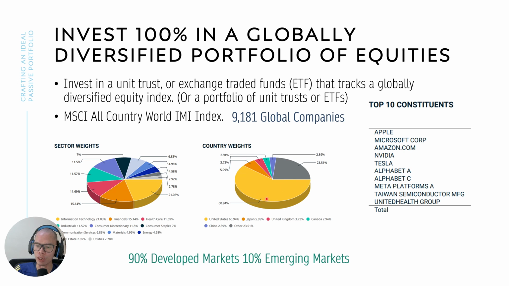You can see it's very heavy in the United States. What's unique about this index is that it's 90% developed markets and 10% emerging markets. These emerging markets are countries that have not stabilized yet, but are growing into it. They are the next potential ones that, if they stabilize, will become developed markets. And so you can see the top constituents over here.